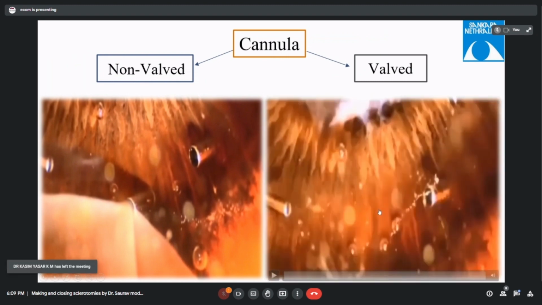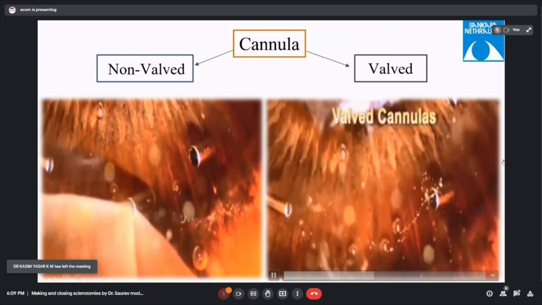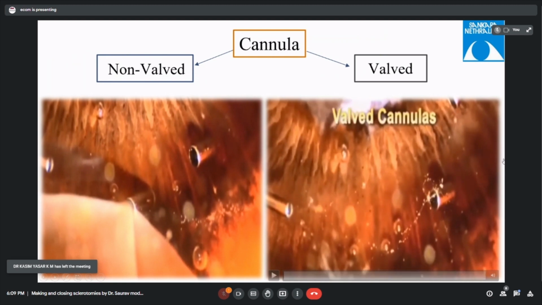Whereas in case of walled cannulas, as you can see, there is stable fluidics, IOP is maintained, no turbulence, so providing an adequate, good environment for operation. The walls can be in the form of a silicone cap, or in the form of a silicone membrane.